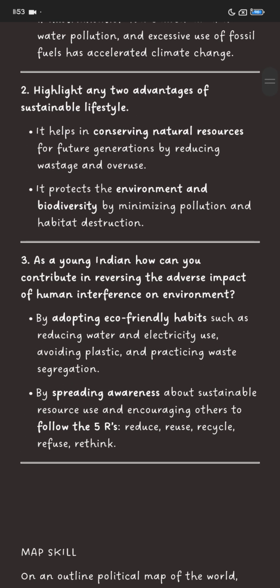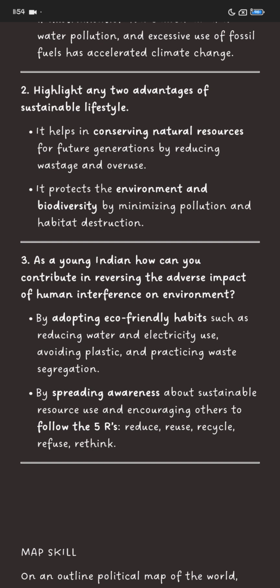Number 2. Highlight any two advantages of sustainable lifestyle. It helps in conserving natural resources for future generations by reducing wastage and overuse. It protects the environment and biodiversity by minimizing pollution and habitat destruction.